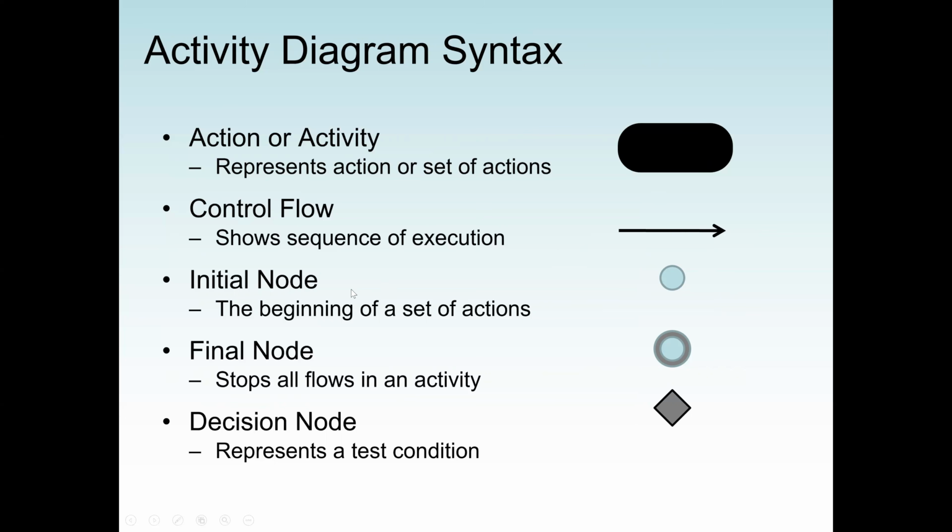Then we have an initial node. This symbol means the beginning of a set of actions. So when we are starting an action, we start with the initial node. Then the final node means stop all flows in the activity. Then we have the diamond, which is almost like the data flow diagram. A diamond node is where we make a decision. So if it's true, go right. If it's false, go left. Or continue from down if it doesn't matter true or false. So this is called the decision node. It is always the diamond shape.